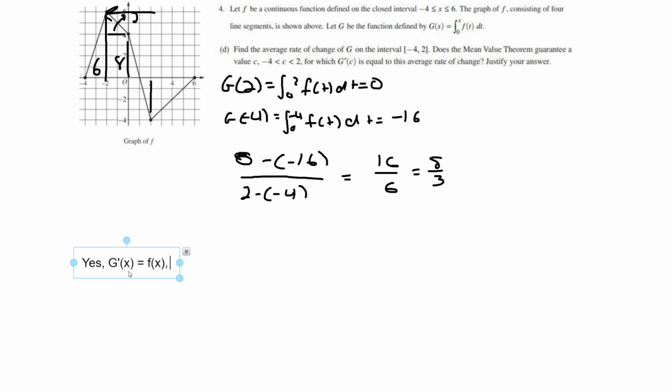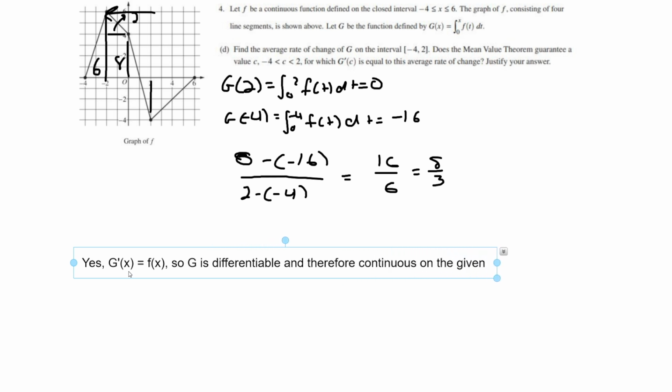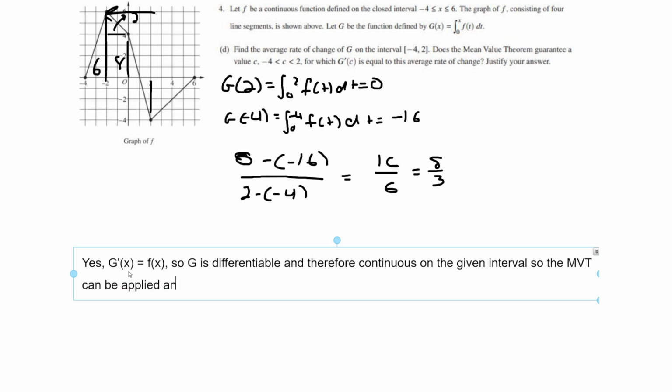And so we then have to say, okay, it's differentiable and therefore continuous, right? So g is differentiable and therefore continuous on the given interval. So the MVT can be applied, and you could say it guarantees that there is a value c on negative 4 to 2 such that g prime of c equals 8 over 3, right?